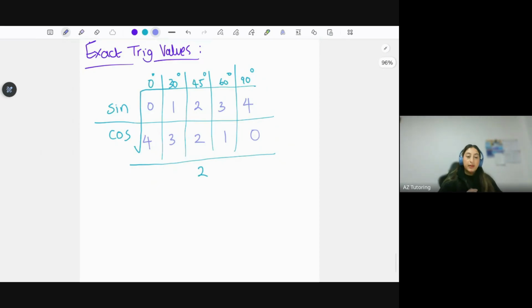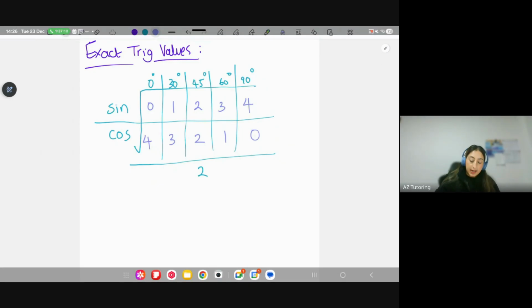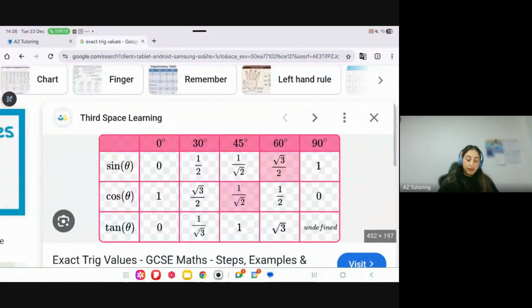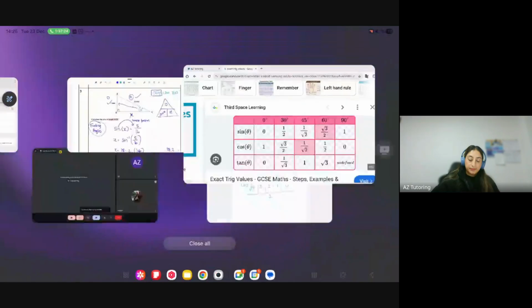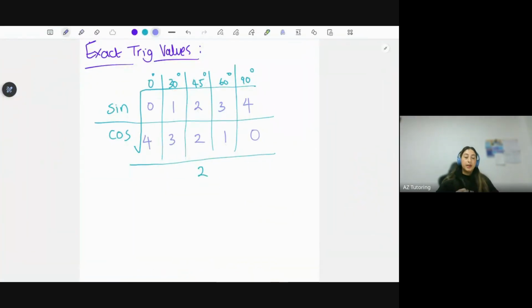This table is only for sine and cos. For tan, it's easy just to memorize. Tan 0 degrees is just 0. Tan 30 degrees is 1 over root 3. Tan 45 is 1. Tan 60 is root 3. And then tan 90 is undefined, so you don't have that. So this is for sine and cos.